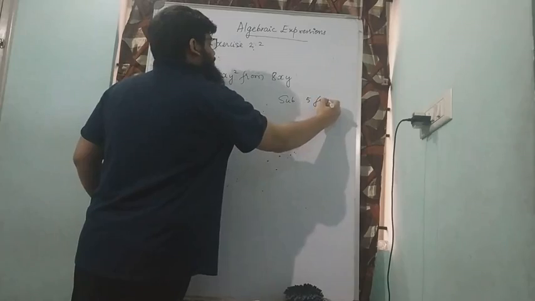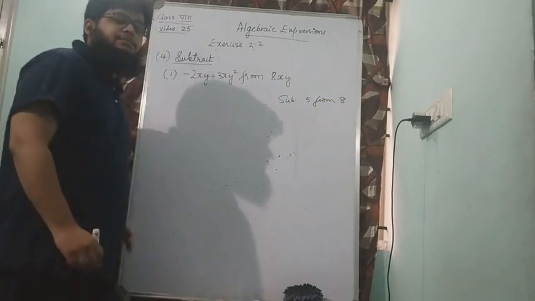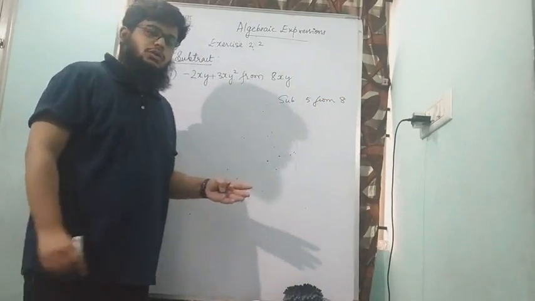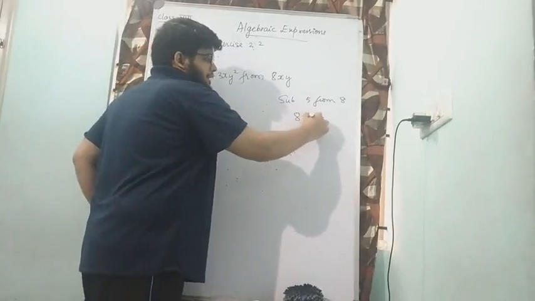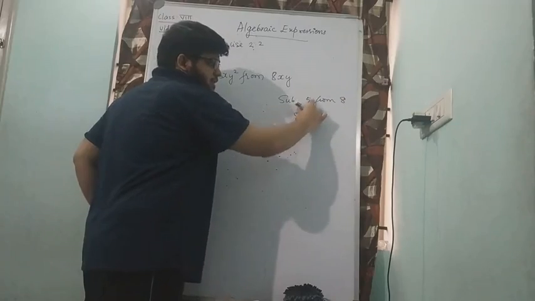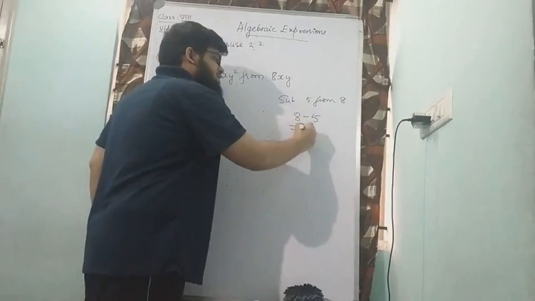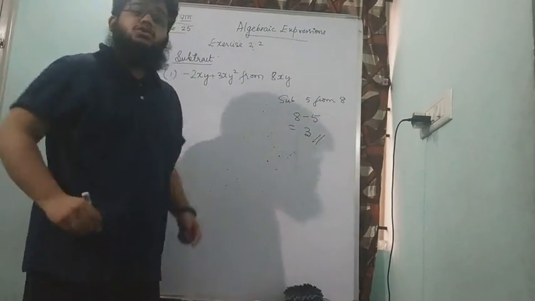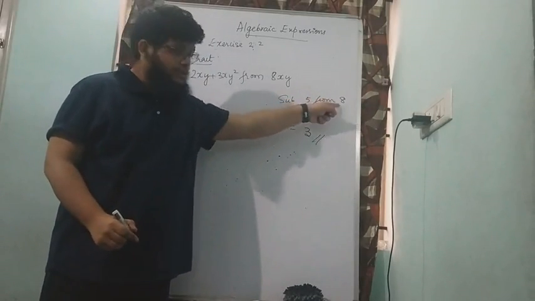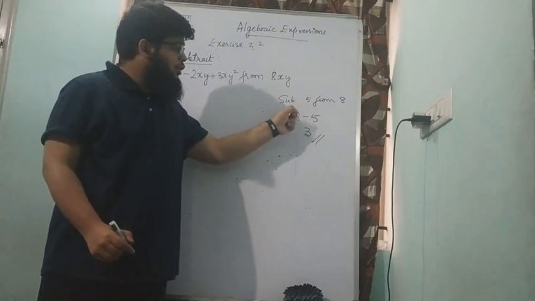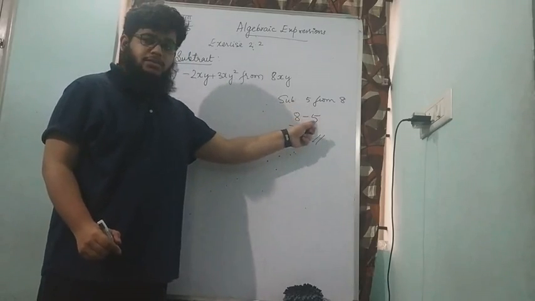5 from 8. So when I say subtract 5 from 8, what will you do? It will be 8 minus 5. That means you will take 8 first. Then we will take minus 5, and 8 minus 5 is 3. So whatever comes after "from" should be taken first. Then we will put the subtraction sign, and then you will take this number.